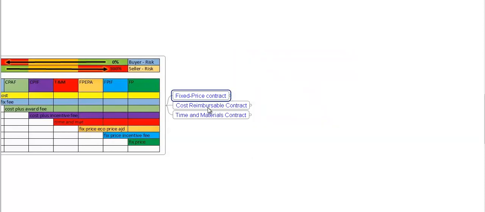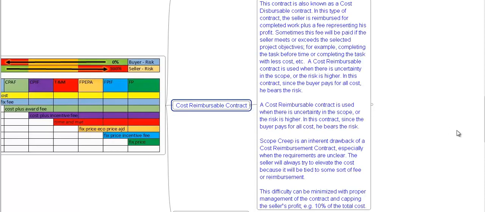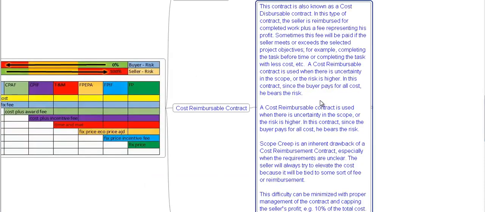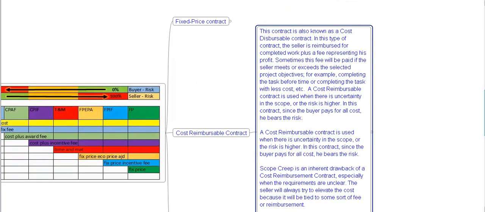Cost reimbursable contract. This contract is also known as cost disbursable contract. In this type of contract, the seller is reimbursed for completed work plus a fee representing his profit. Sometimes this will be paid if the seller meets or exceeds the selected project objective. For example, completing the task before the time or completing the task with less cost.